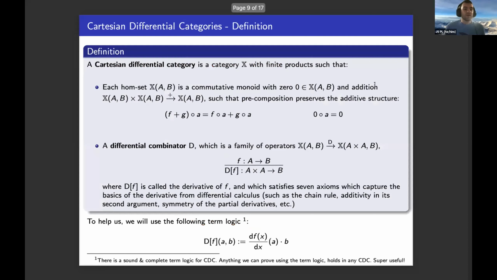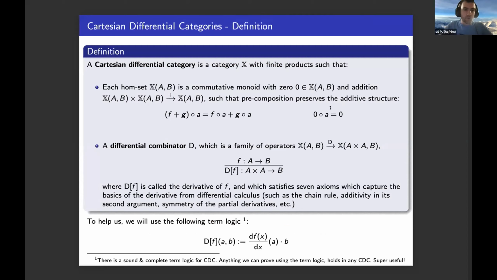So let me briefly introduce the formal definition of a CDC. A CDC is a category with finite products, such that every Hom set is a commutative monoid. That means that I can add maps together, and I have zero maps. But only precomposition is going to preserve the additive structure, in the sense that these equalities hold.